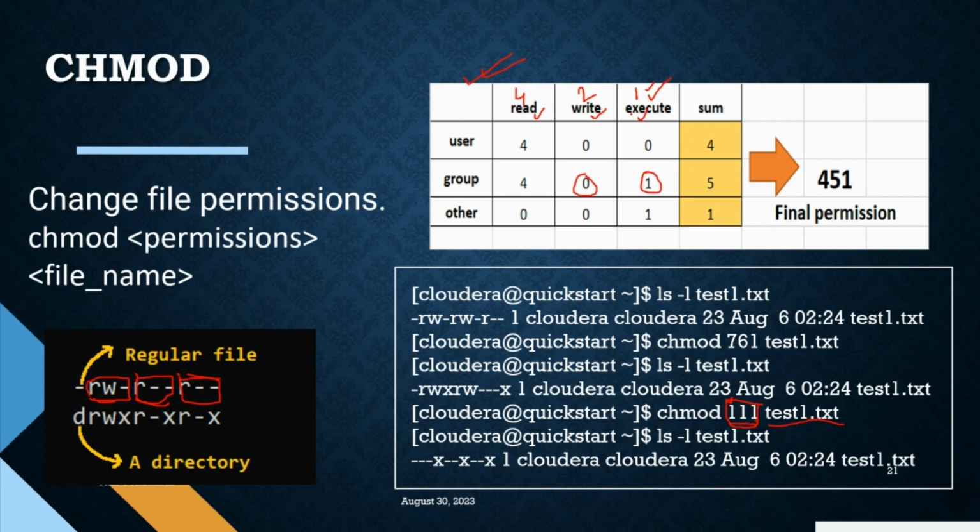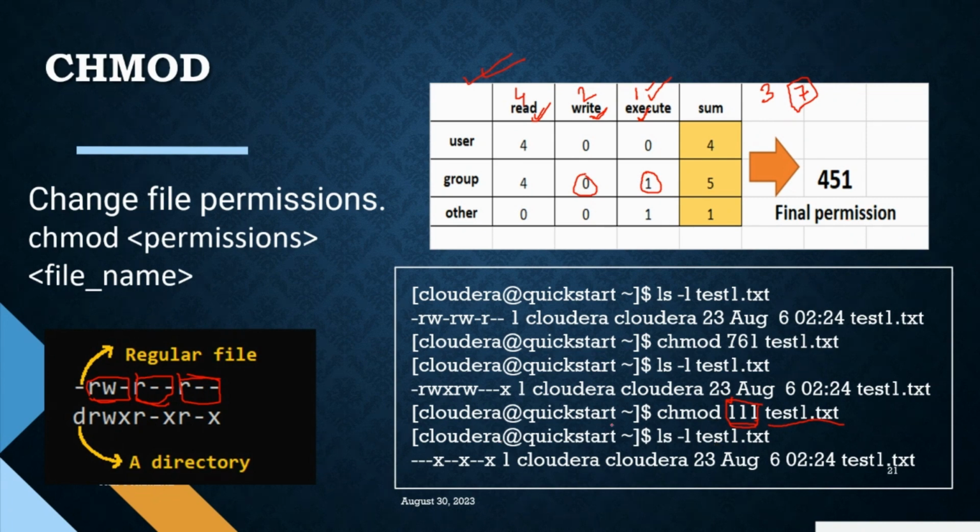Let me explain again. If we are passing 1, it means only execution permission. If we are passing only 2, it means permission only for write, not for execute or read. If we are passing only 4, it means only read permission, not write and execute. If we are passing 1 plus 2, it becomes 3, which means permission for write and execute. How does 7 become 7? 4 plus 2 is 6, plus 1 is 7. It means we are providing all permissions: read, write, and execute. So in this way we can set permissions with the help of chmod.